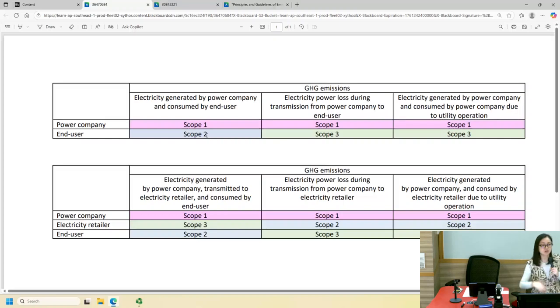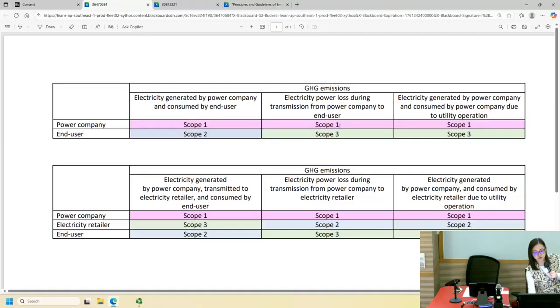And if you are the end user of the electricity that is produced by this company, then these greenhouse gas emissions should be reported under scope 2, right? So I think this one is obvious. And next, we also have electricity loss due to the transmission loss. So we have the overhead cables for transmitting electricity from the power plant all the way to the city center and to the company.